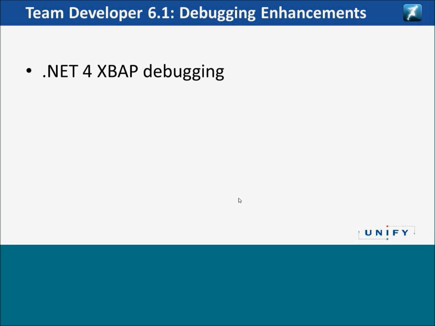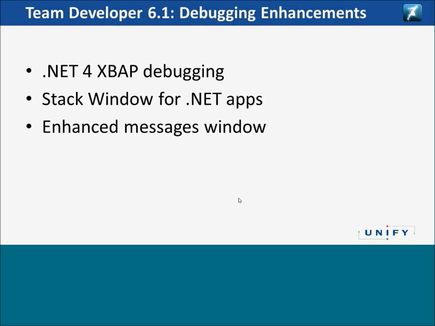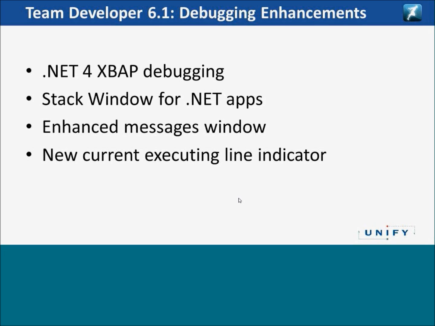Before we couldn't debug XBAP, so browser-based WPF applications on .NET 4, because Microsoft changed the debugger library from .NET 3.5 to .NET 4 massively, and we have now adopted for that change. We now have a stack window for .NET apps, so you can see what functions and things your application is going through when debugging. An enhanced messages window that gives you more information about what's going on, the sender and things like that. And a new current executing line indicator, which is kind of an arrow that shows what line is being executed in the source code, which works nicer with the new color-coded source code.